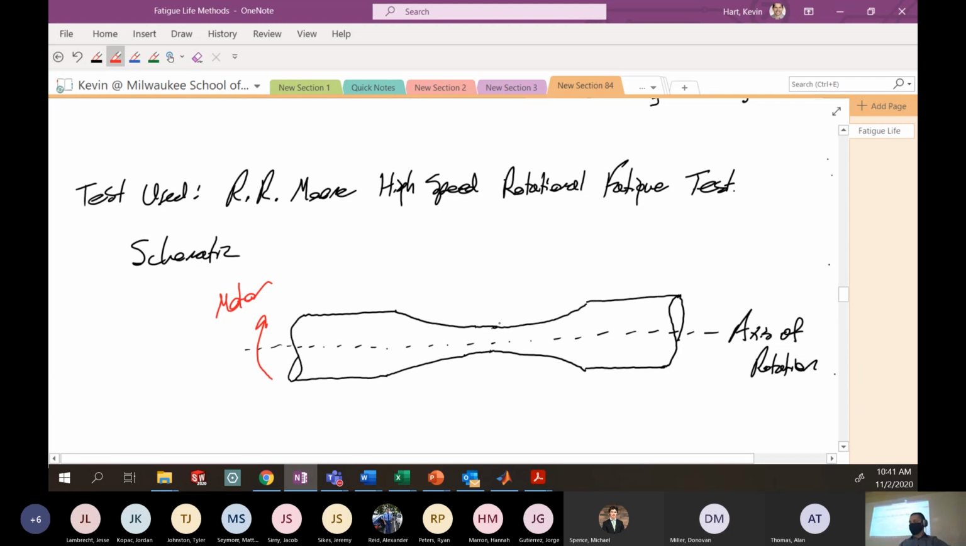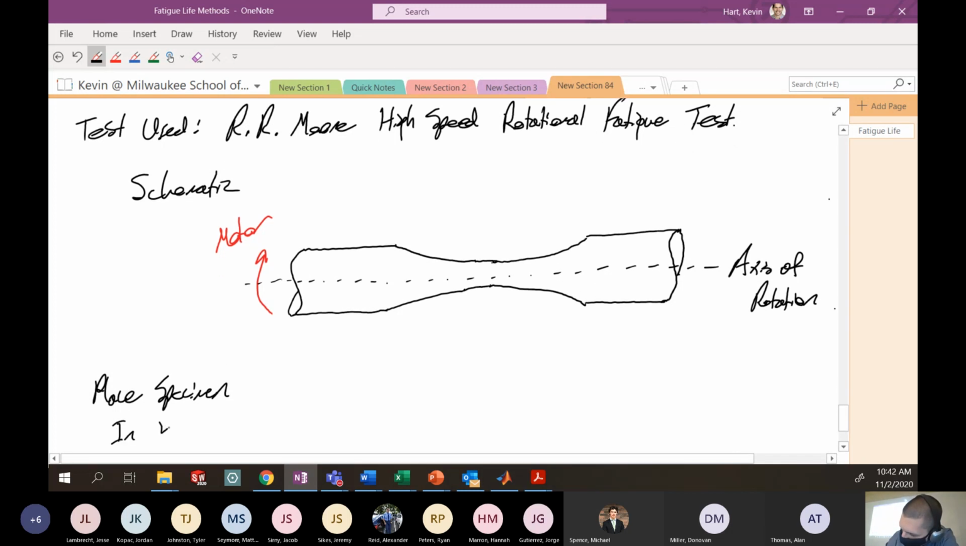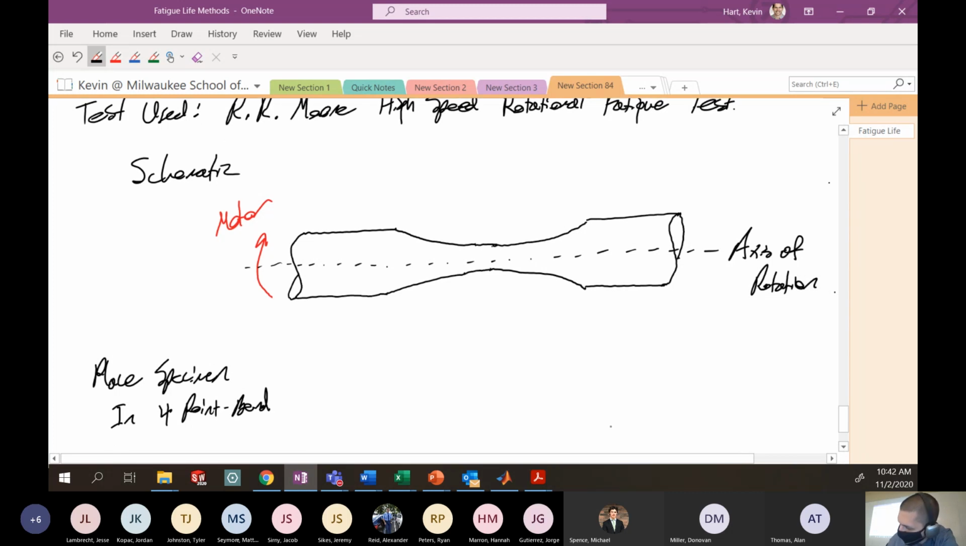The way that I do that is I place this into 4-point bend. So I'll say place specimen in 4-point bend while rotating. What that looks like is, yeah, let's do it this way. Maybe I'm loading here, here, here. I'm loading here. Okay.